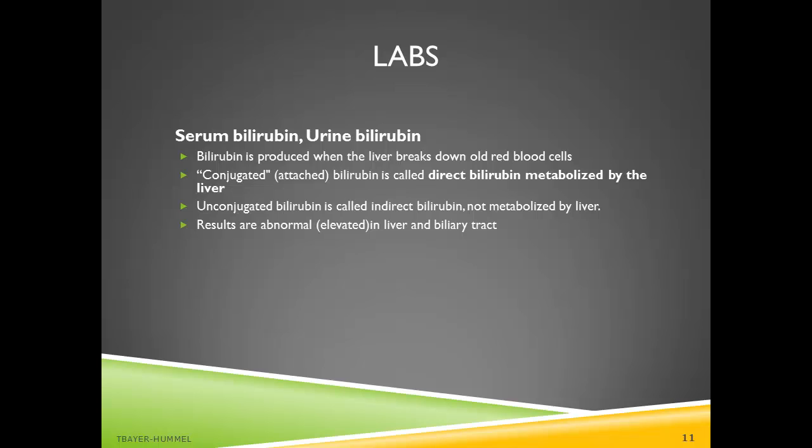An important lab test to look at is bilirubin, both total serum bilirubin and urine bilirubin. Bilirubin is produced when the liver breaks down old red blood cells. Conjugated or attached bilirubin is called direct bilirubin, and this is metabolized by the liver. Unconjugated bilirubin is called indirect bilirubin, not metabolized by the liver. Results are abnormal or elevated in liver and biliary disease.